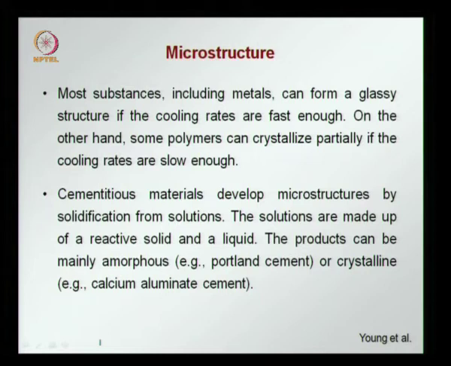In cementitious materials, the microstructure is developed by solidification or precipitation from solution. Solutions in these cases are made up of a reactive solid and a liquid. In the case of hydrated cement paste, we start off with cement, a powder, and water. Reactions between the cement and water go on to form the hydrated cement paste. The products are generally amorphous, for example in the case of Portland cement, or it can also be crystalline, such as in the case of calcium aluminate cement.